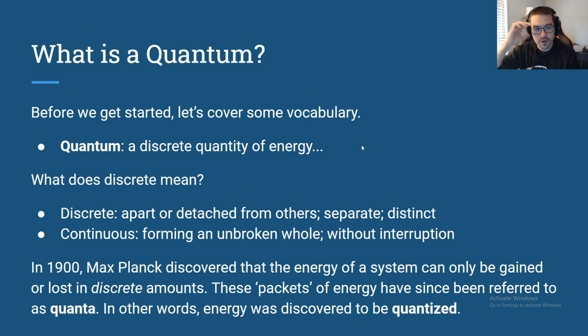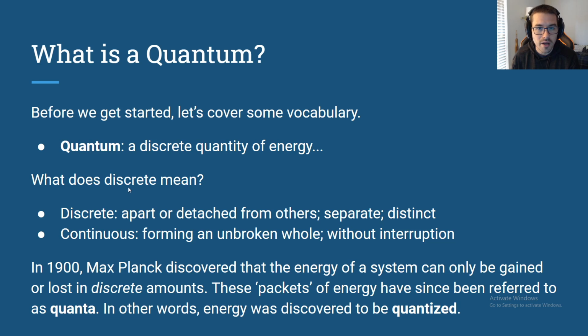Okay, so let's get started. Before we really get into it, I wanted to cover some vocabulary. These are words that you've probably heard before, but we need to make sure that we're all working with the same set of vocabulary before we really dive in here. So the first term I want to bring up is quantum. Okay. So what is a quantum? A quantum is a discrete quantity of energy. All right. Let's make sure we know what discrete means.